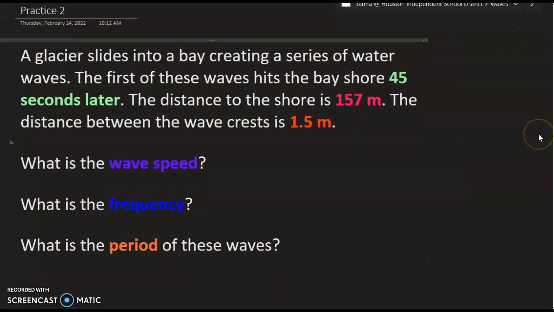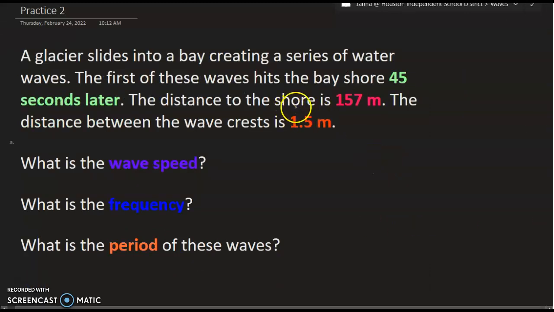So again, I have the wavelength, and I know that the waves hit the bay shore in 45 seconds, or at least the first of them. I just don't know how much time elapsed between each wave. All I have right now is the shore, and I have the source of the waves, and I know that the waves spread and hit the shore in 45 seconds. But I just don't know how much time elapses between each wave crest hitting the shore. So I don't have the period.